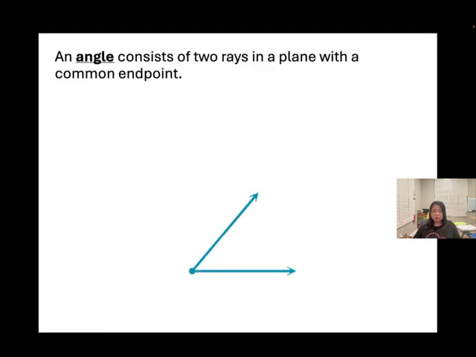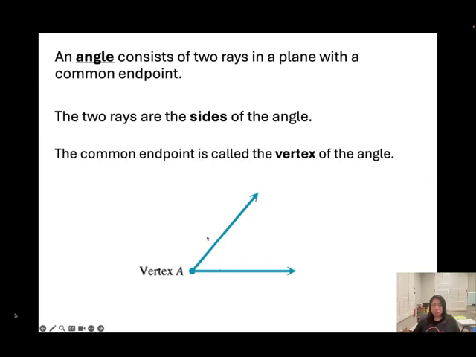An angle consists of two rays in a plane with a common endpoint. You could see I do have two rays in here, and these two rays are the sides of the angle. The common endpoint is called the vertex of the angle. So this is going to be the vertex A, and it forms an angle in here.